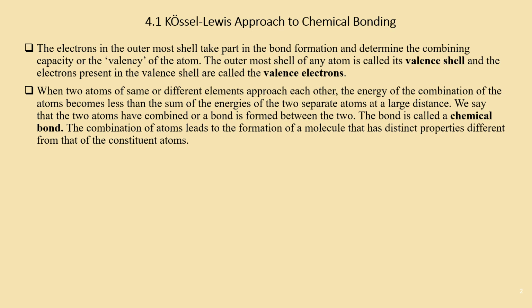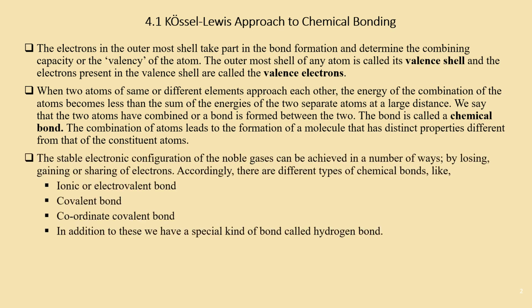The combination of atoms leads to the formation of a molecule that has distinct properties different from those of the constituent atoms. The stable electronic configuration of noble gases can be achieved in a number of ways, either by losing, gaining or sharing of electrons. Accordingly, there are different types of chemical bonds like ionic or electrovalent bond, covalent bond, and coordinate covalent bond. In addition to this, we have a special kind of bond called the hydrogen bond. We will study the hydrogen bond in the next video. In this session, we will describe the ionic or electrovalent bond, covalent bond, and coordinate covalent bond.